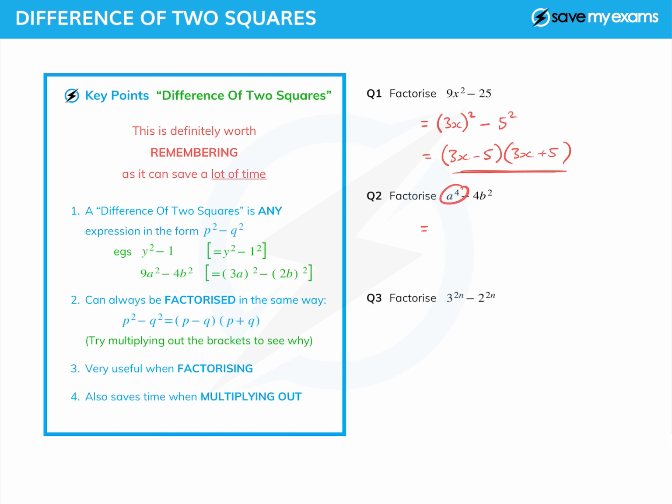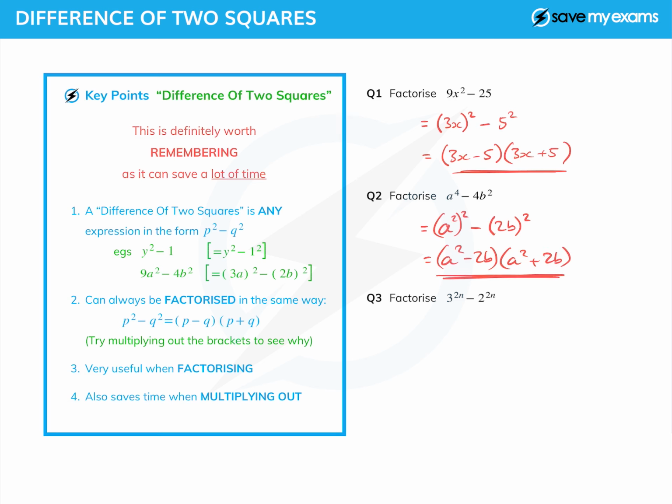What is a to the 4 as a square? Well, it's a squared, squared, a little bit of laws of indices there, minus, this one's a bit easier, having done question 1, we should know that that is (2b) all squared. And now we've got our p and our q, p is a squared, q is 2b, and we get (a squared minus 2b) times (a squared plus 2b). Ooh, not plus b, but plus 2b, there we go.